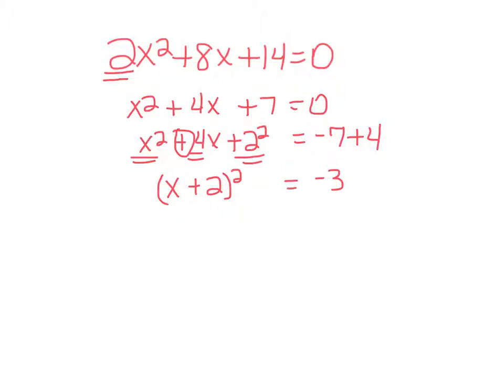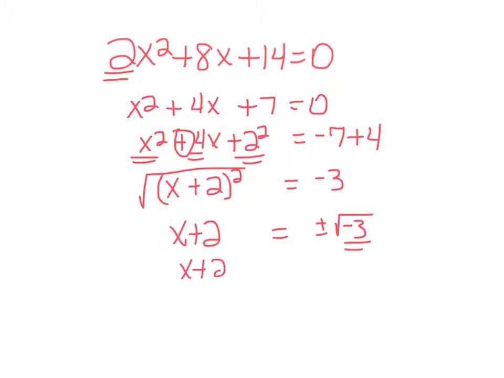Okay, so when we do that, that's going to give us x plus 2 equals plus or minus the square root of negative 3. Now remember, when you have a negative number underneath the radical like we do here, it's imaginary, and we have to pull out an i. So we're going to have x plus 2 equals plus or minus i times the square root of 3. Now we need to solve for x, isolate it, so we're going to subtract 2. x equals negative 2 plus or minus i times the square root of 3.